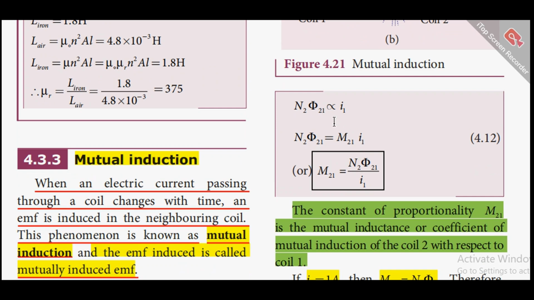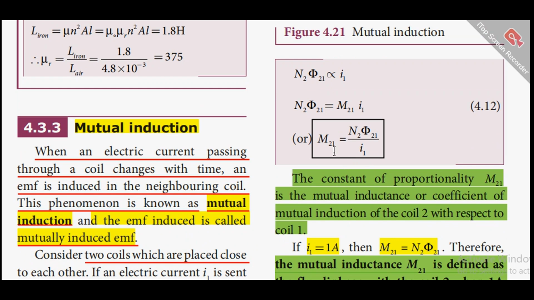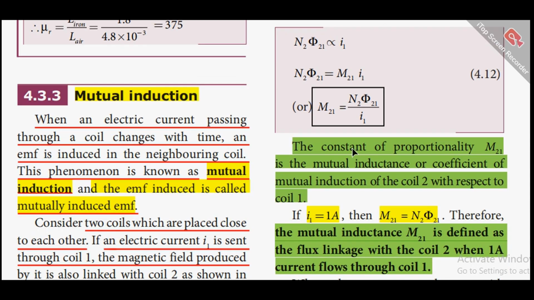So here N2 phi21 is directly proportional to the current I1, and N2 phi21 can be written as M21 I1, introducing this constant M21. So M21 is given by N2 phi21 by I1. This constant of proportionality M21 is called the mutual inductance or coefficient of mutual induction of coil 2 with respect to coil 1.